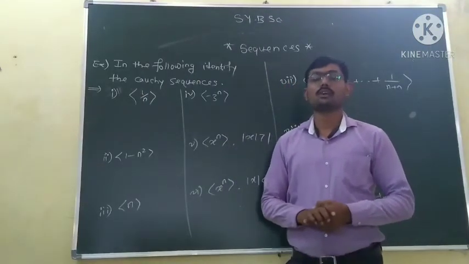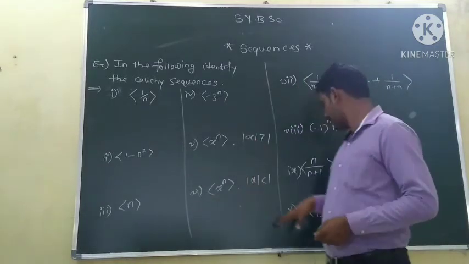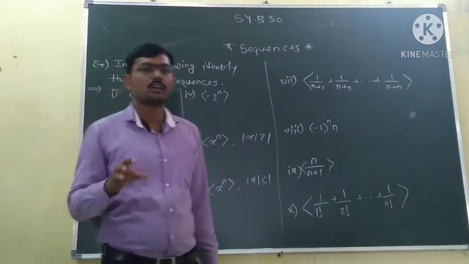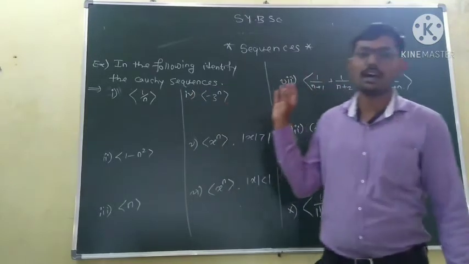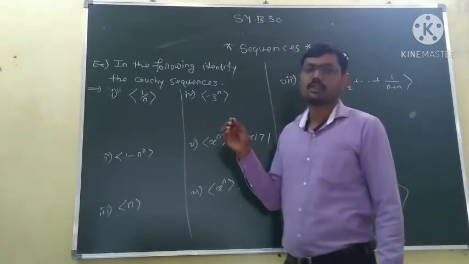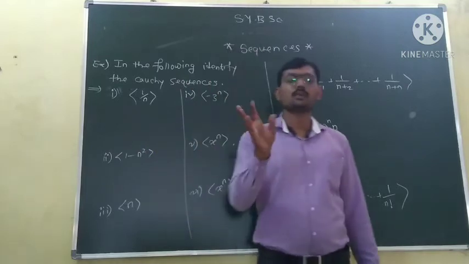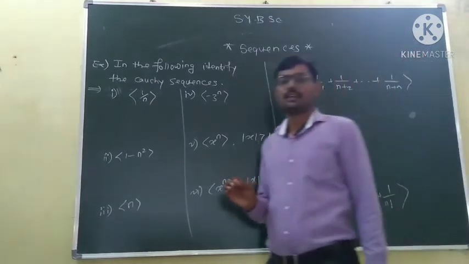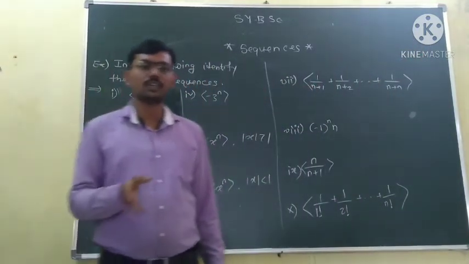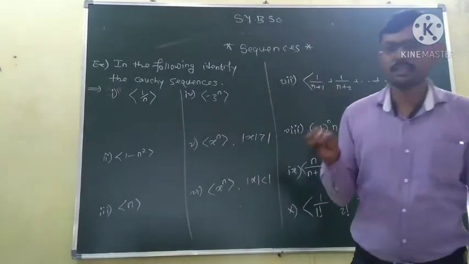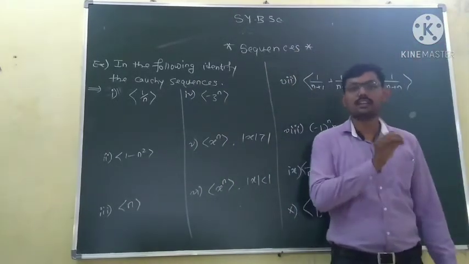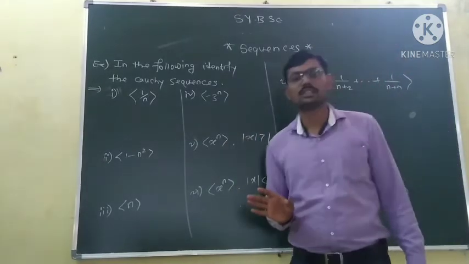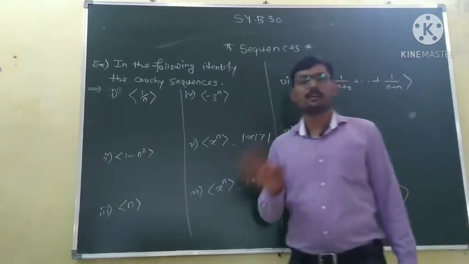Now we will do one task. We have about 10 sequences on the board, and we have to identify which of these sequences are Cauchy sequences. Here we don't have to theoretically prove it, we just have to identify, like we do in an objective examination. The criterion for a sequence to be Cauchy in general is very simple. If a sequence is convergent, then it is always a Cauchy sequence. If a sequence is not convergent, it cannot be a Cauchy sequence.